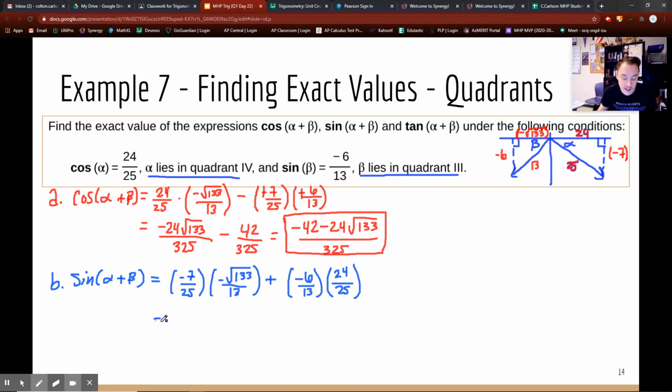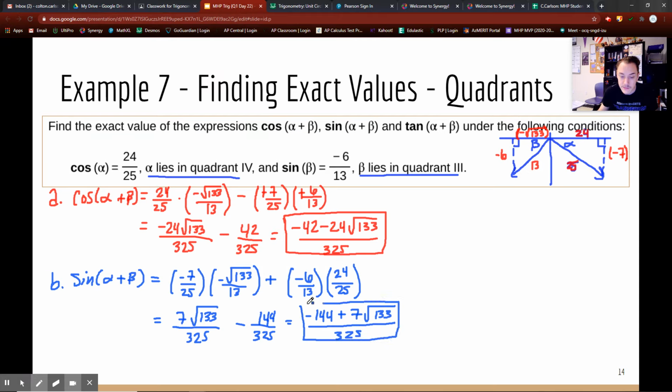When I simplify all this stuff, what I get is going to be 7 radical 133 because it's negative to a negative, so it becomes a positive. And this, of course, is 325. And then this is going to be minus 144 all over 325. 6 times 24 is 144. When I combine these, it's negative 144 and then plus 7 radical 133 all over 325. That's the exact value. Awesome. Okay, so I'll give you a second to write those down. Pause the video if you need to.